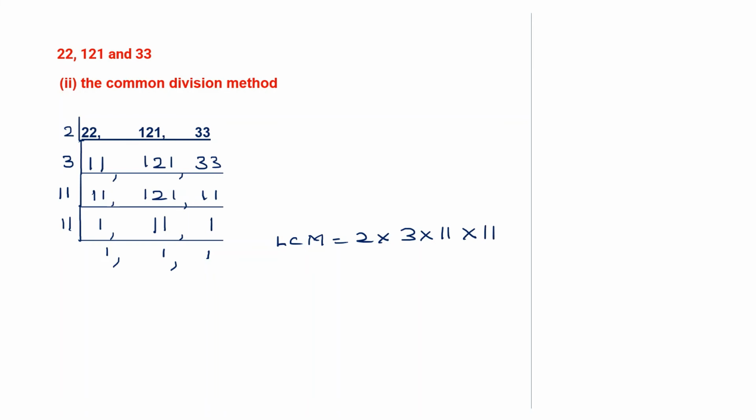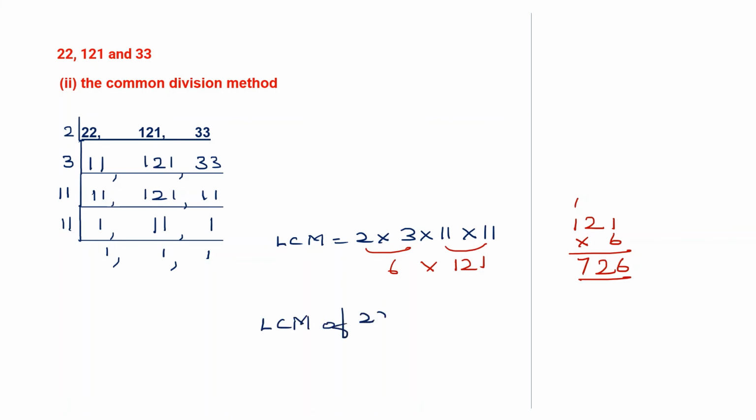So 2 3s are 6 and 11 into 11 is 121. So let's multiply these two. 121 into 6. So 6 ones are 6, 6 twos are 12, carry 1, 6 ones are 6 plus 1, 726. So the LCM of these numbers, that is 22, 121 and 33, is 726. So this is our answer.